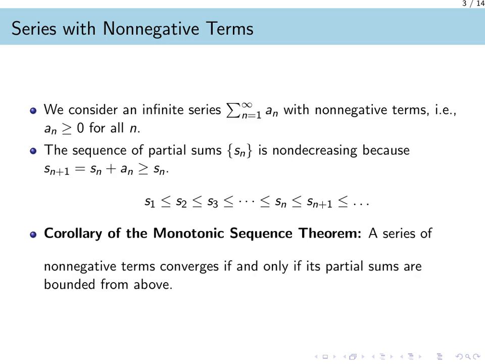From our study of sequences, we know that a non-decreasing sequence has only two possible fates. It either grows without limit toward infinity, or it converges to a finite value. The monotonic sequence theorem tells us that it converges precisely when the sequence is bounded from above, meaning there is some ceiling value that the sums never cross. Therefore, we arrive at a powerful conclusion for these series. A series of non-negative terms converges if and only if its sequence of partial sums is bounded from above.